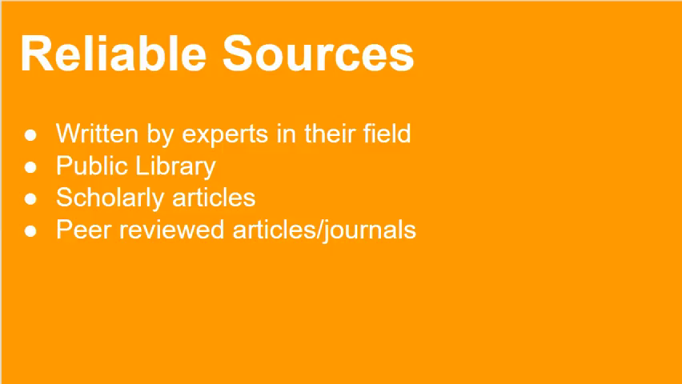Scholarly articles, such as in magazines like medical journals, the American Medical Association journals, those are scholarly articles. Peer-reviewed articles and journals, where peers look at articles that their co-workers have written and they agree with them, and then they put in there that they agree with those articles. We want to find reliable resources whenever we are researching.